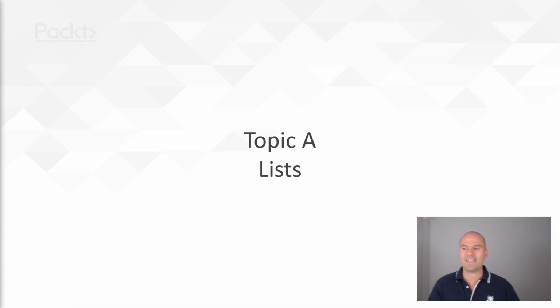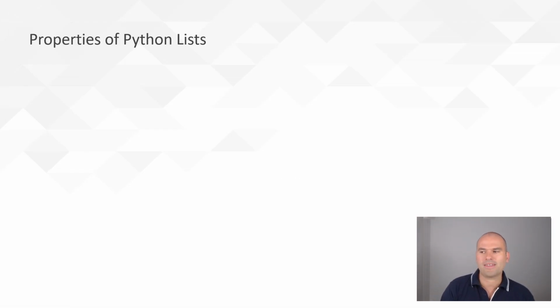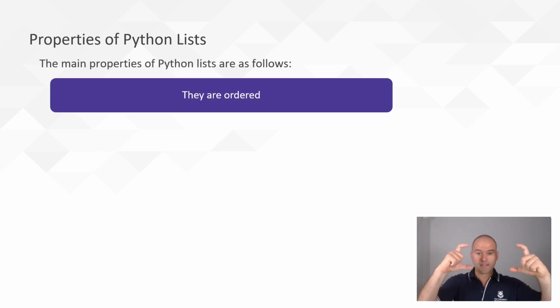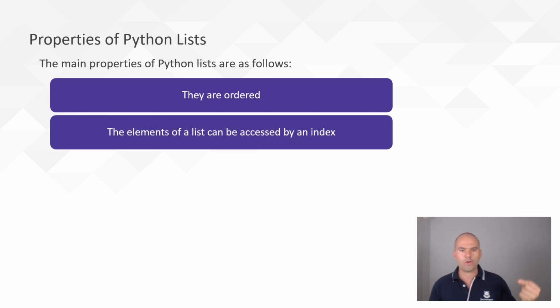Topic A, lists. Lists are basically marked with square brackets, and in other languages they're known as arrays. Now, lists in Python have the following properties. They are ordered, meaning the items are in a very particular order, and this order is controlled by an index.